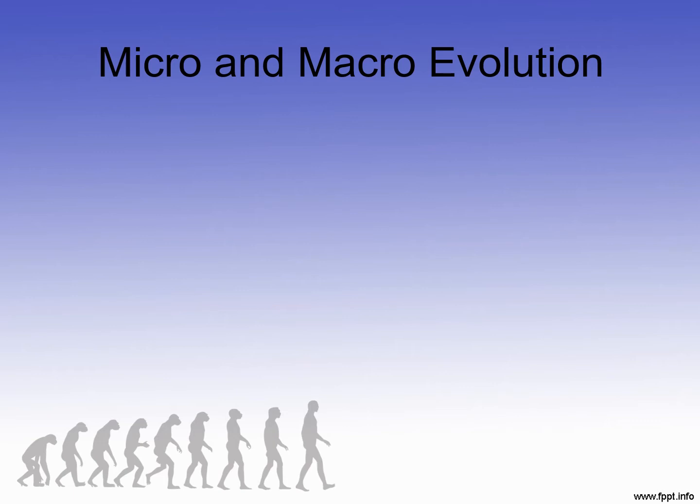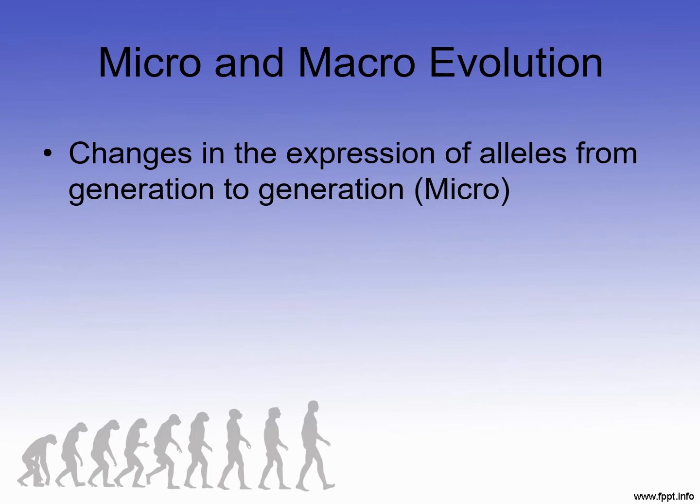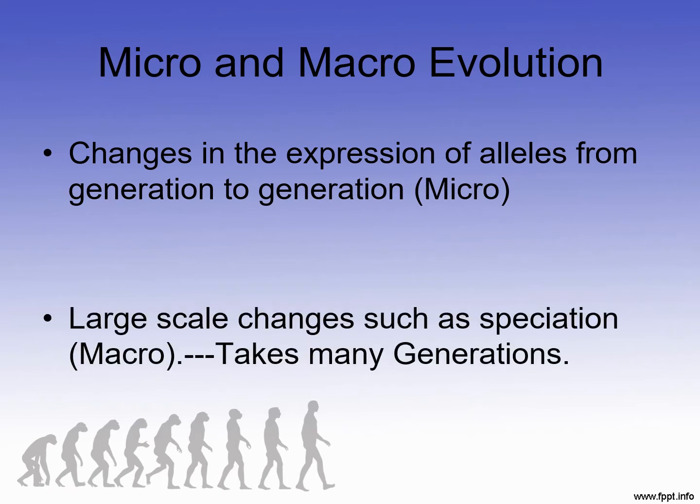In terms of evolution, we have two types of change that we measure. We have micro versus macro evolution. If we're looking at the changes in the expression of alleles from generation to generation, we are looking at microevolution. If we are looking at large-scale changes such as speciation or the creation of a new species, or changes in the skeletal structure in a single species, these types of changes take many, many generations to happen, and we refer to that as macroevolution.